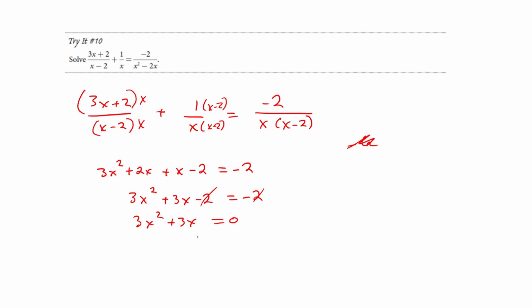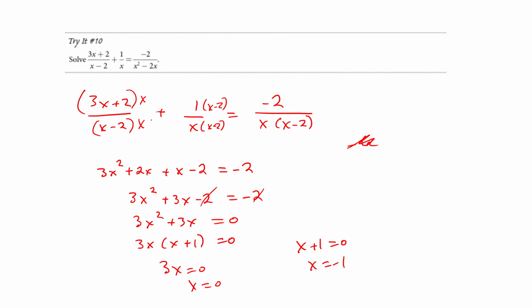Now when I'm looking at this, there's multiple ways we learn that we can solve this, but the fastest is factoring. So I'm going to pull out a GCF, and I would get this. Now set each of those equal to 0. So solving that, I get x is 0, x equals negative 1.